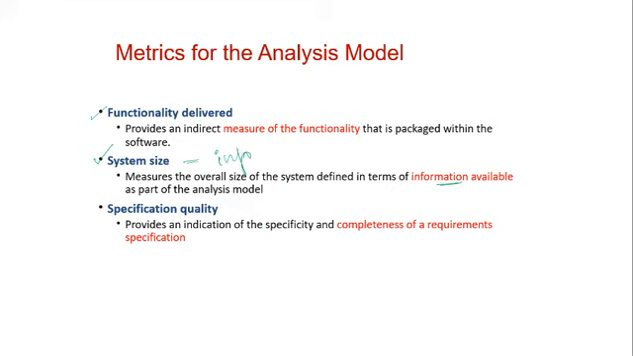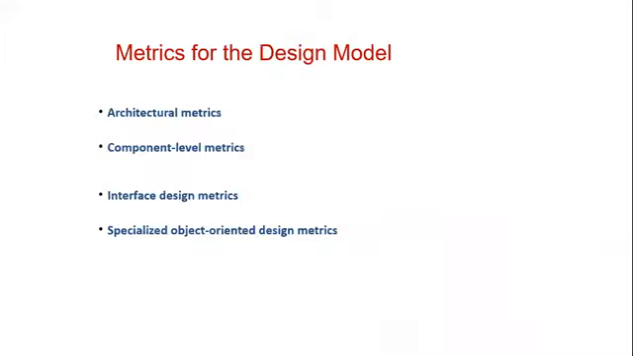Then specification quality. The specification quality provides an indication of the specificity and completeness of the requirement specification. So this becomes your specification quality, how you're indicating the specifications, the completeness of your requirements. Then you have the metrics for your design model.